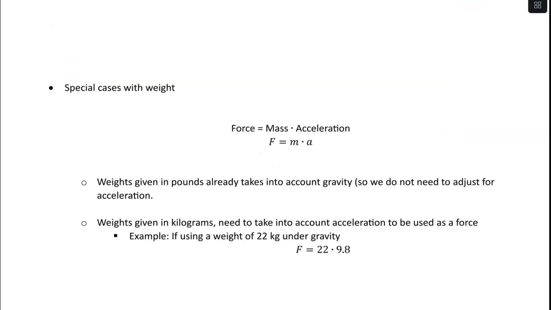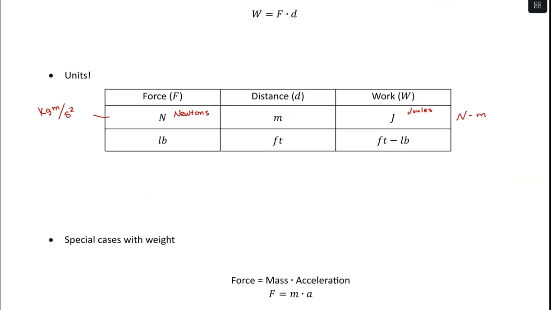Then there are some special cases that happen with weights that are given to us, particularly kilograms versus pounds. The key is, if we're being given something in pounds, gravity has already been taken into account in that number. So when we work with pounds, we don't need to do anything extra. When we work with kilograms, we have an extra step, because as we see in our notation up here, kilograms comes through as a multiplication with meters over seconds squared.